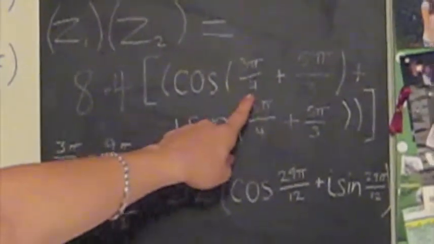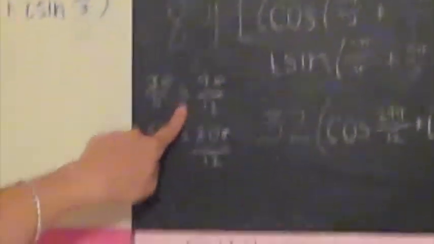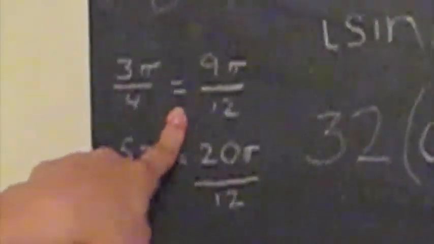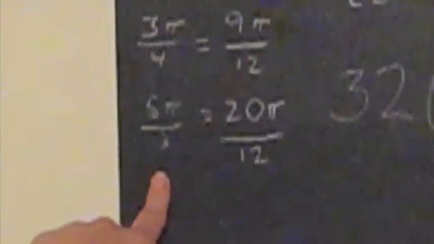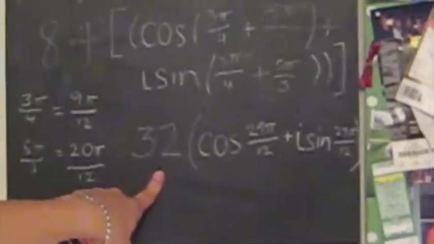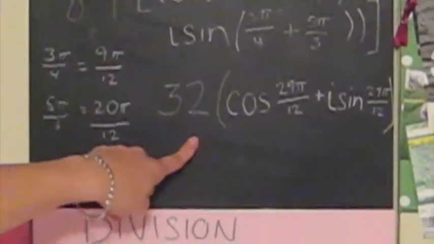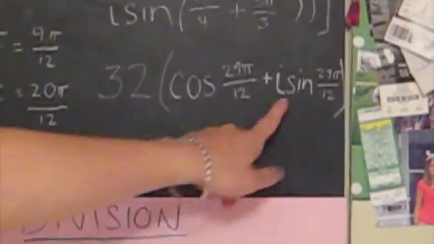But now, since the two cosine numbers don't have the same denominator, you have to give them a common denominator so that you can add the numerators. In this case, 3 pi over 4 equals 9 pi over 12, and 5 pi over 3 equals 20 pi over 12. Now you're ready to add those together. So, when you simplify the equation, 8 times 4 is 32. Now you have cosine of 29 pi over 12 plus i sine 29 pi over 12.